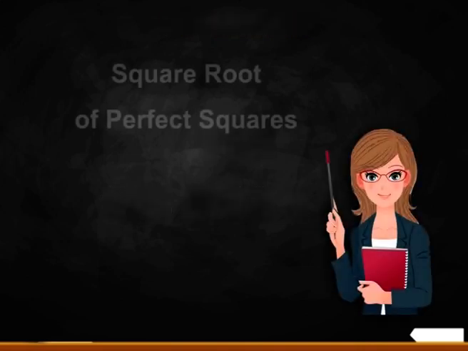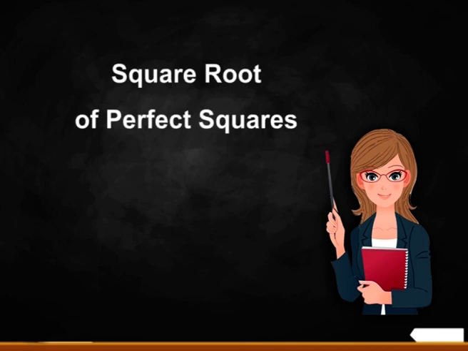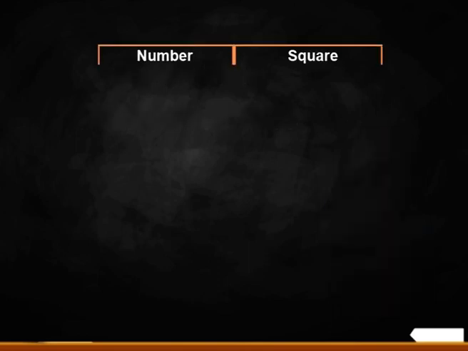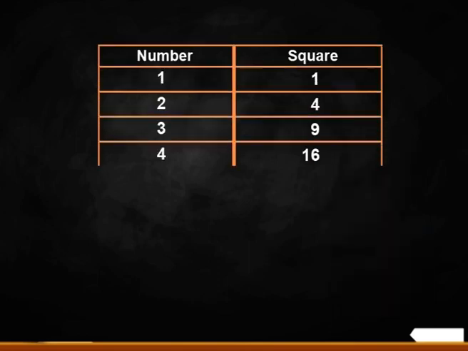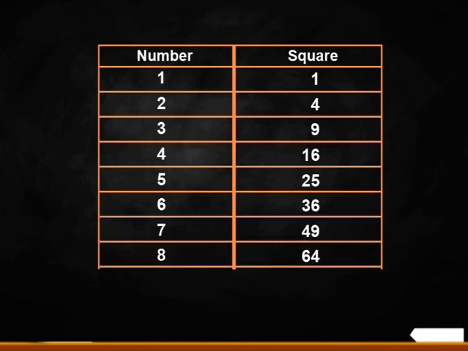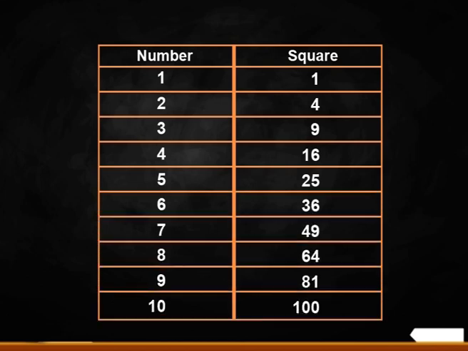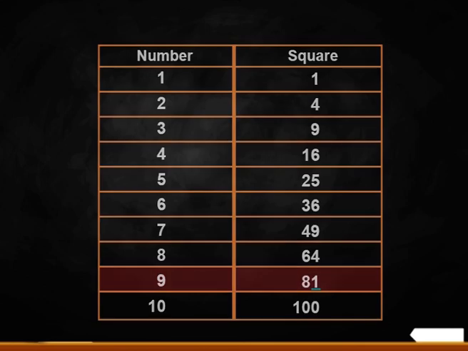Let us now discuss the method of finding square root of perfect squares. To find the square root, it is necessary to be well versed with the squares of numbers from 1 to 10. The squares are given in the table. Look at the first row of the table. We have 1 in the number column and 1 in the square column. Similarly, in the 9th row, we have 9 in the number column and 81 in the square column.